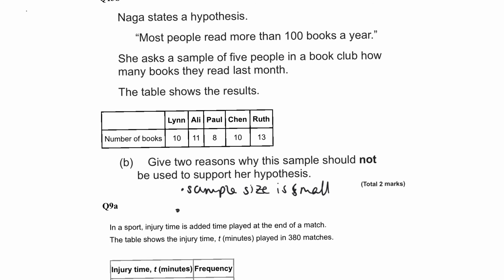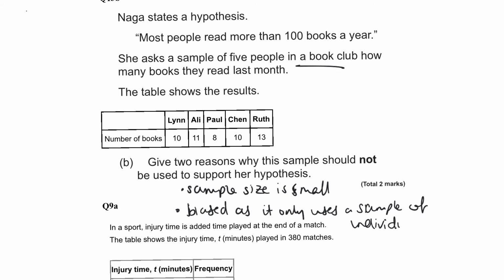Second of all, this could be biased because this is only people in a book club. This is not worldwide. This is not like comparing different countries. This is just in her book club. So biased as it only uses a sample of individuals from the same book club. So that's that.